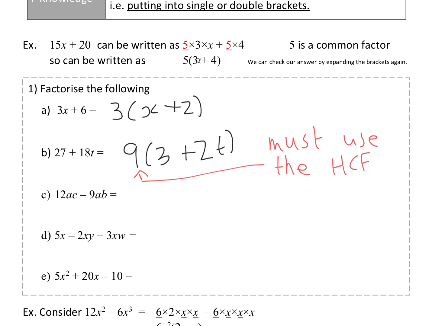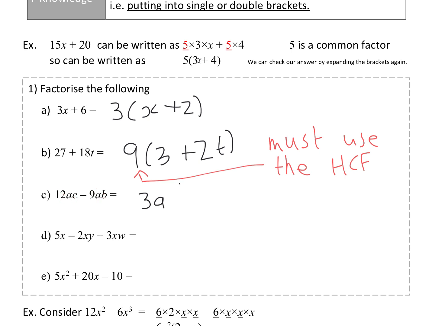In part C, we've got 12ac minus 9ab, and what's common here, if we look at the numbers first and worry about the letters later on, between 12 and 9, 3 is common. What letters are common? There's an a in both of them, so it's common. c is only in the first term, but not in the second. And b is only in the second term, but not in the first, so c and b are not common.